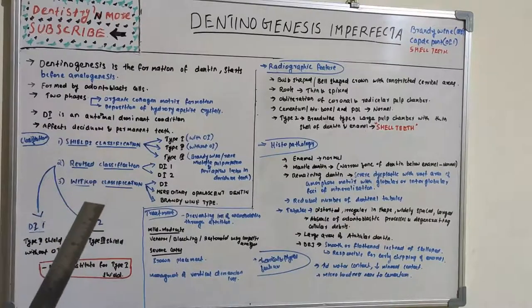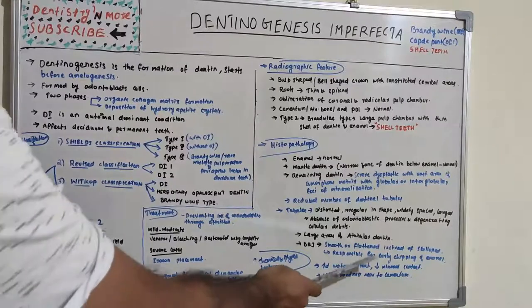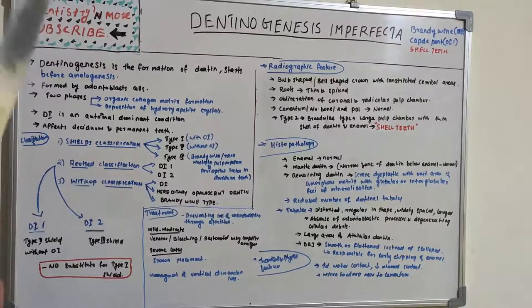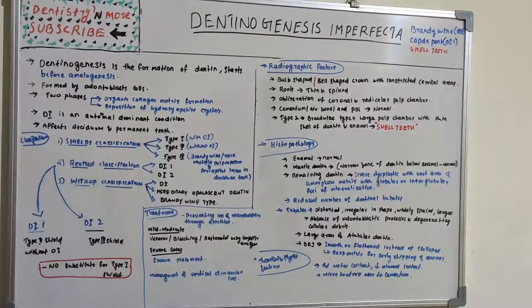DEJ will be smooth and flattened instead of scalloped. Which is actually responsible for early chipping of enamel? If it is scalloped, there will be interlocking between enamel and dentine. Since it is very smooth or flattened, the enamel will be easily chipped off. And in chemical or physical features, there will be increased water content, around 60% more water than normal, and there will be decreased mineral content, and microhardness is near to cementum.